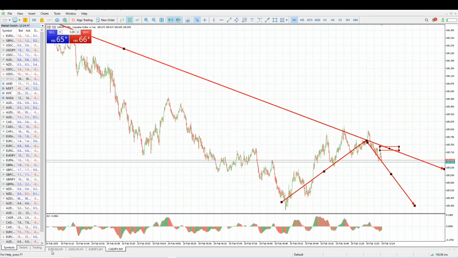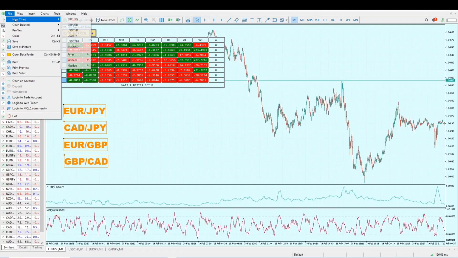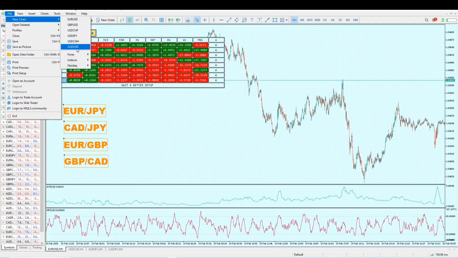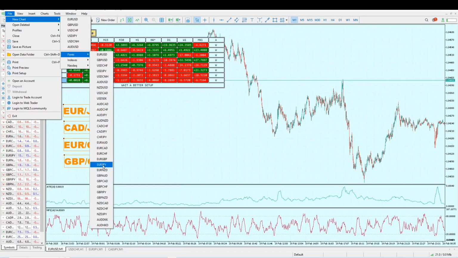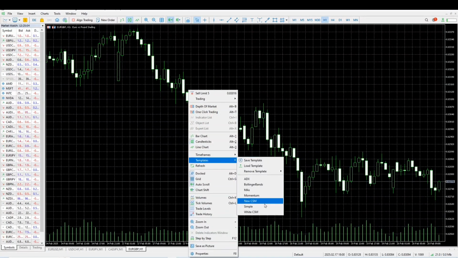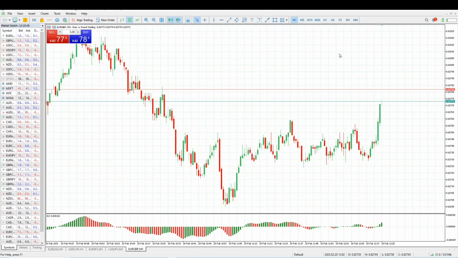The next pair we will also look at is euro pound, euro versus the pound. So file, new chart, and we go to euro pound, and we input our template and we go to M1. Good. Euro pound has a wider spread.